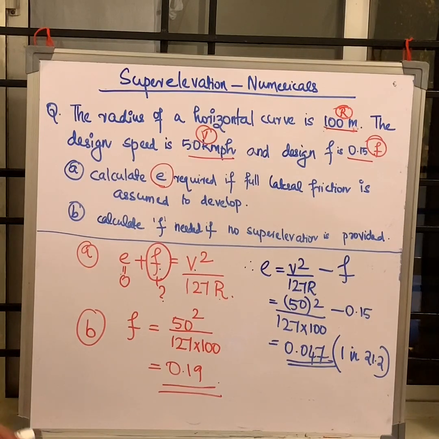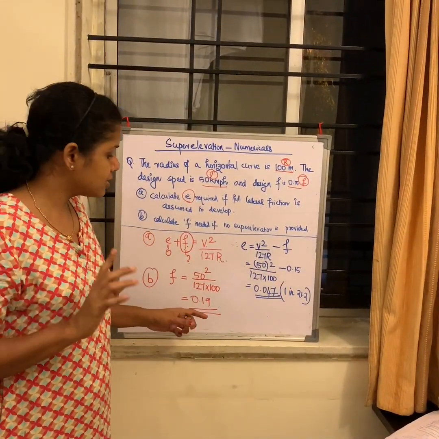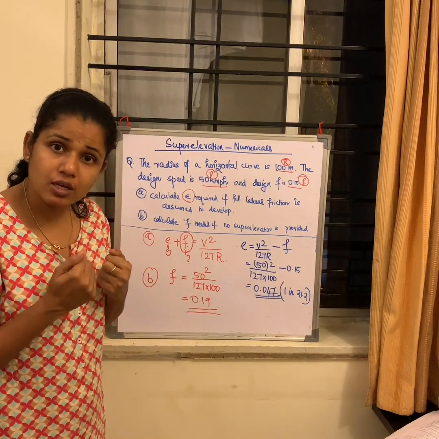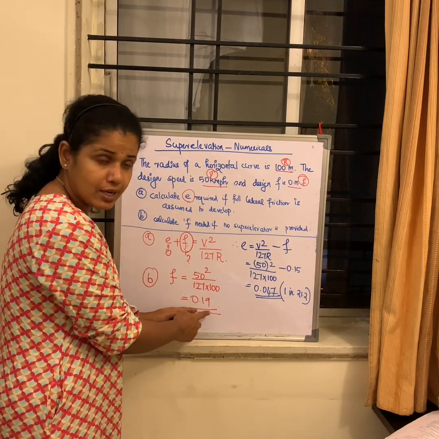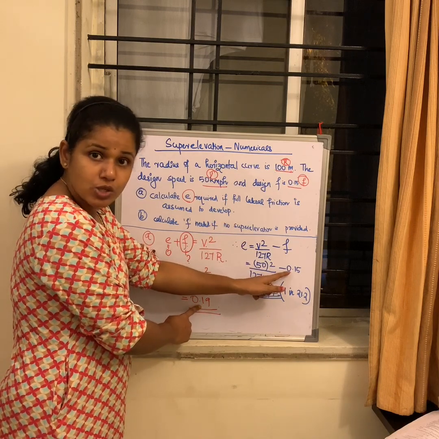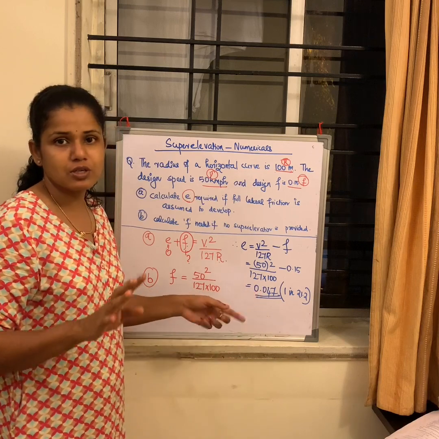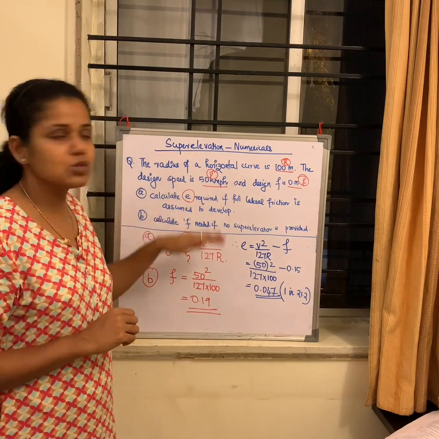If you have understood this question by looking at the answers, one point is clear. If there is no super elevation, the coefficient of friction or lateral friction required is 0.19. This value can be limited to 0.15 if I provide a super elevation value of 4%. So you can see how the super elevation is helping. So this is for the first problem.